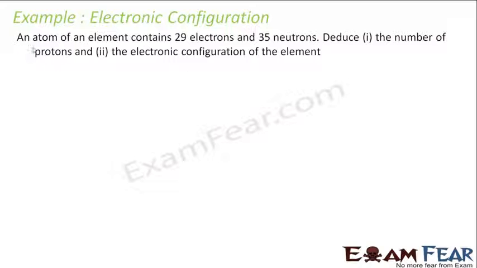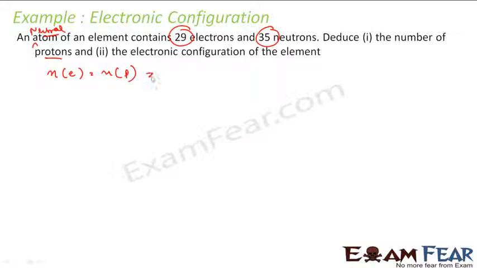Here it is a neutral atom, because it is telling atom, so I'll assume it is a neutral atom, not an ion. A neutral atom of an element contains 29 electrons, 35 neutrons. We have to find the number of protons. Since it is neutral, the number of electrons is equal to the number of protons. And the number of electrons is 29, so the number of protons is also 29.